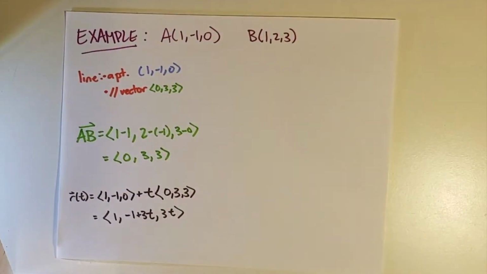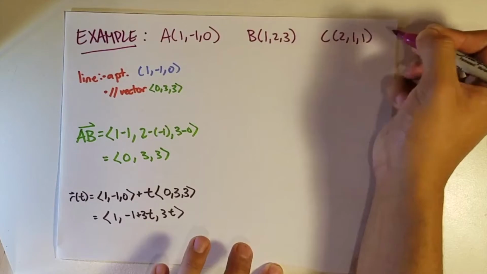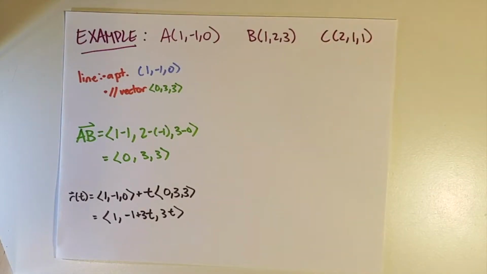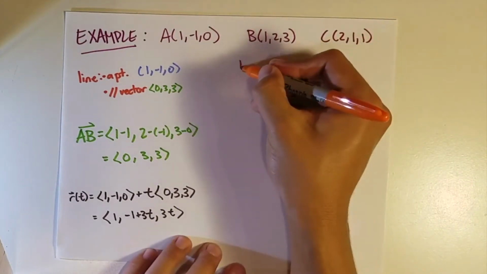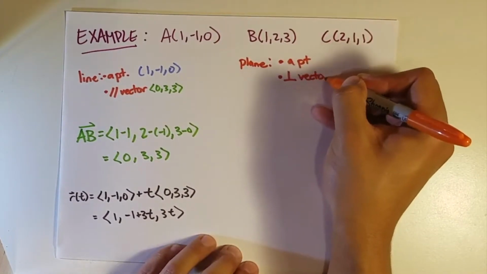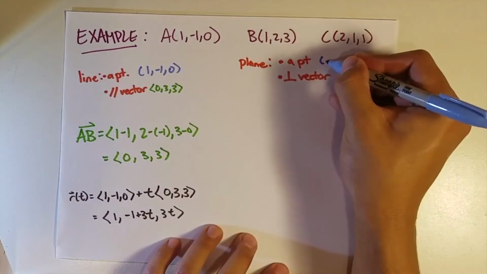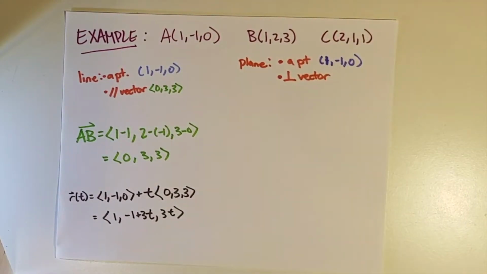Let's do another example. Write an equation for the plane that contains the points A (1, -1, 0), B (1, 2, 3), and now C (2, 1, 1). Since we're finding the equation of the plane, we need a point and a perpendicular vector. Well, we got 3 points to choose from, so let's pick A. So we have (1, -1, 0).